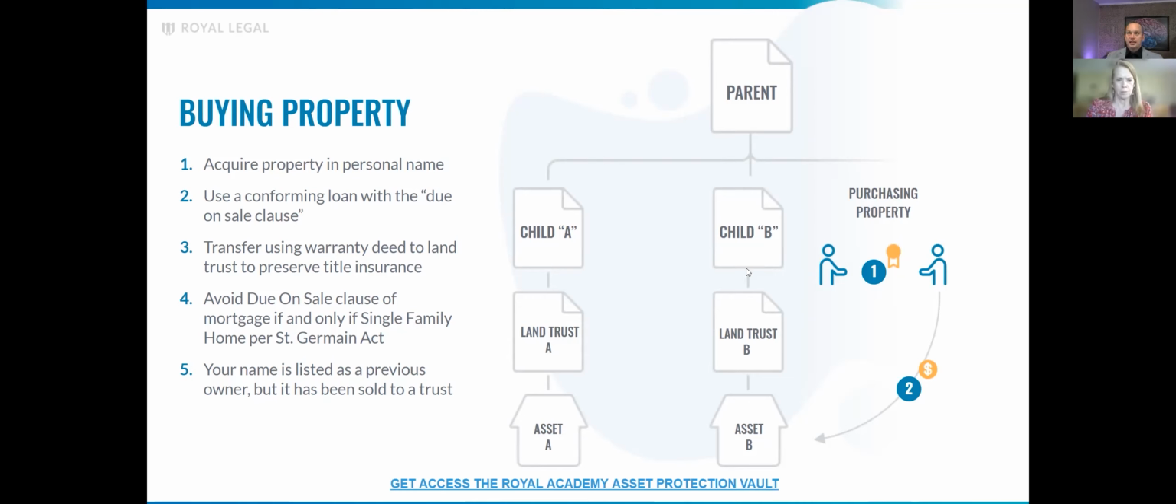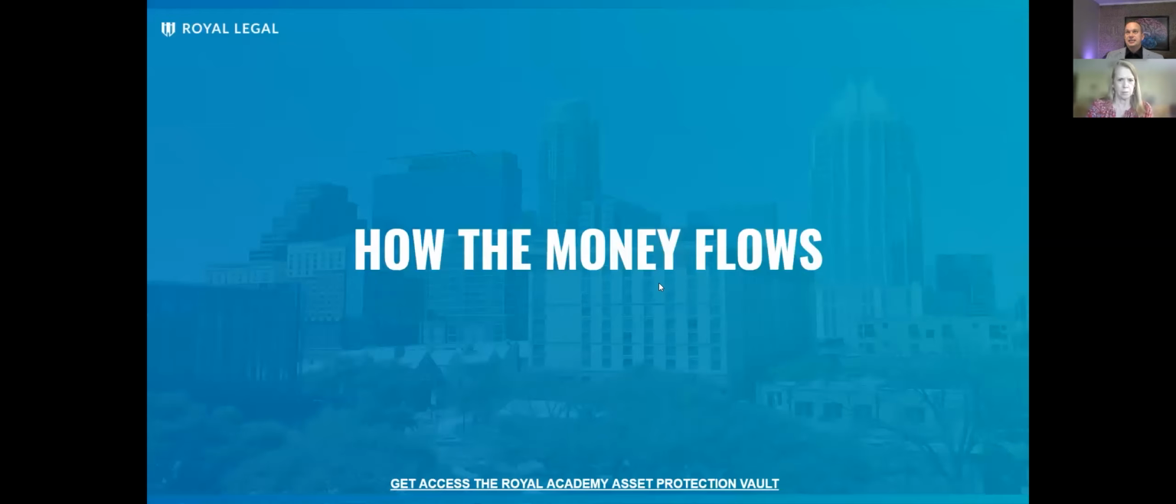We will use the land trust because it helps us avoid the due on sale clause for any of our real estate assets. And we're going to use a warranty deed to transfer that asset into the structure so we preserve title insurance and can create our structure without having anybody get angry at us along the way. So that's our refresher here on our DST.